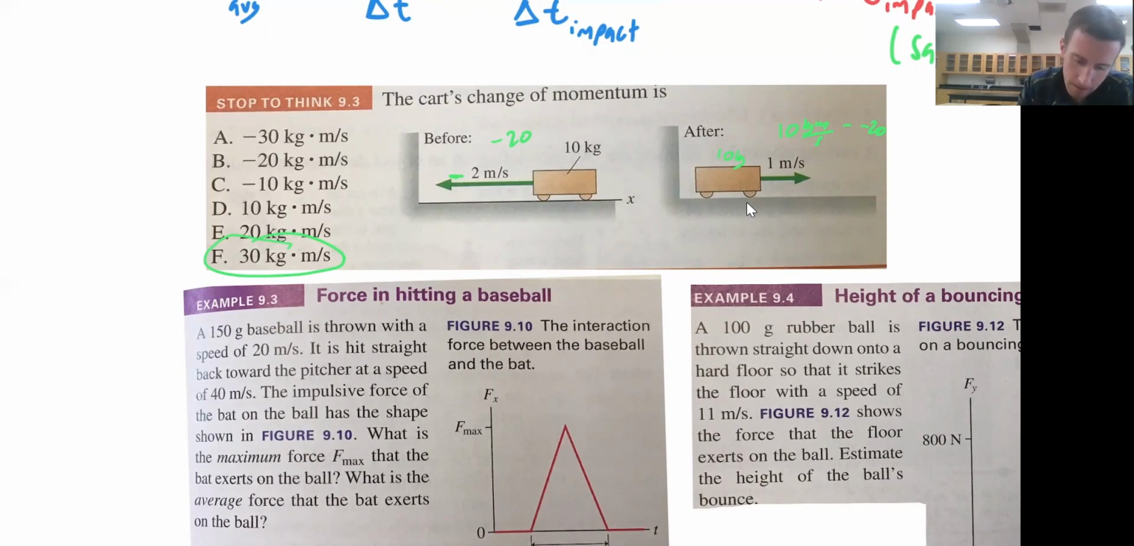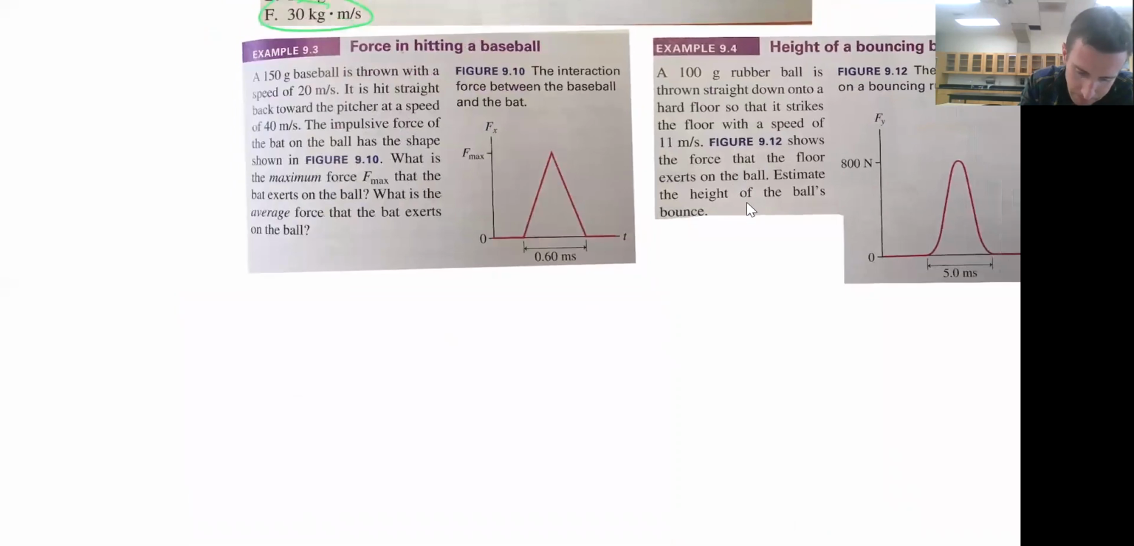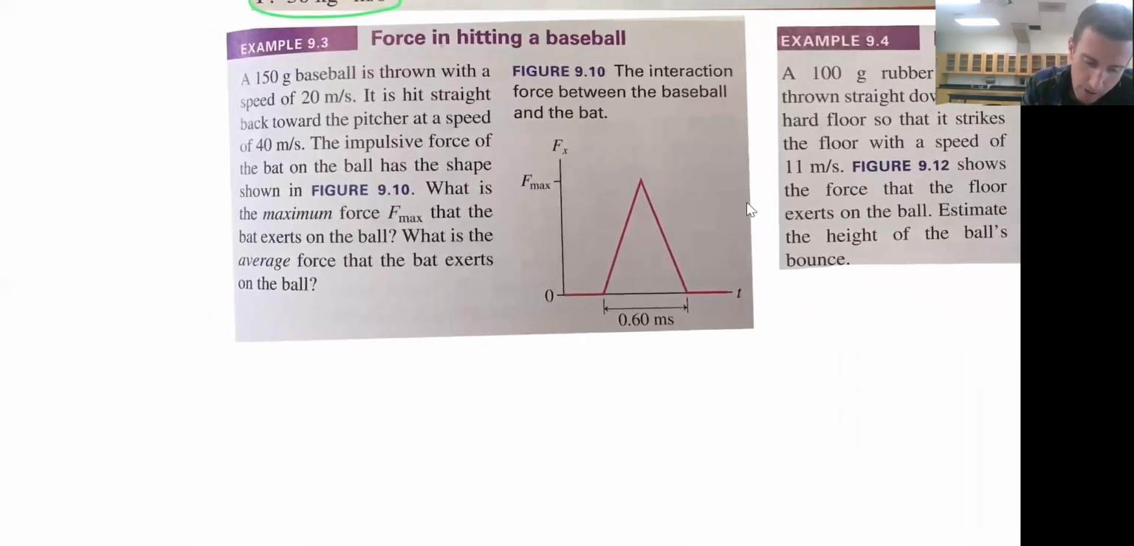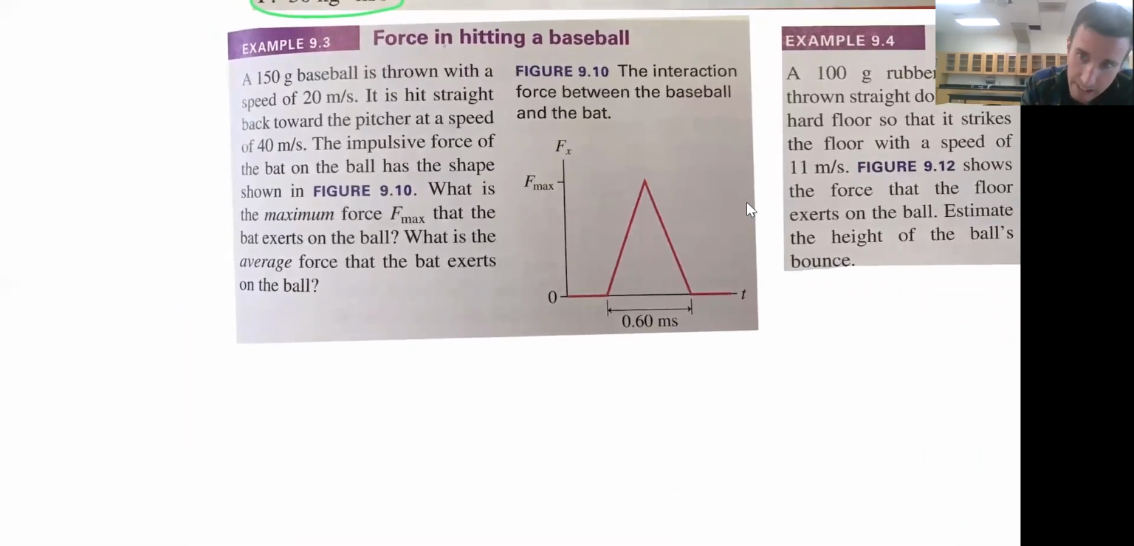All right, let's do a couple more examples. Force in hitting a baseball. A 150-gram baseball is thrown with a speed of 20 meters per second. It's hit straight back towards the pitcher at a speed of 40 meters per second. The impulsive force of the bat on the ball has the shape shown in figure 9.10 right there. What is the maximum force that the bat exerts on the ball? So the bat exerts a force up there, okay. What is the average force that the bat exerts on the ball?